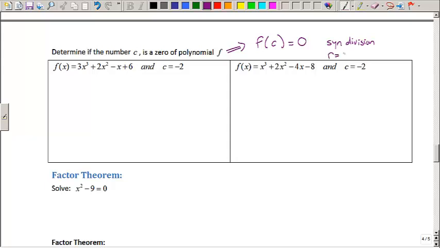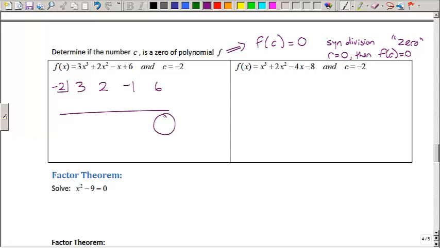And if I get a remainder of 0, then the remainder theorem tells me that f of c is equal to 0, and then I know that c is a zero. So when I'm asked to determine if the number is a zero, I'm going to plug in -2 as the c of my synthetic division, and I am just hoping at the end of the day I'm getting a big fat 0 here. That's what I'm hoping for. Well, let's go ahead and try it.